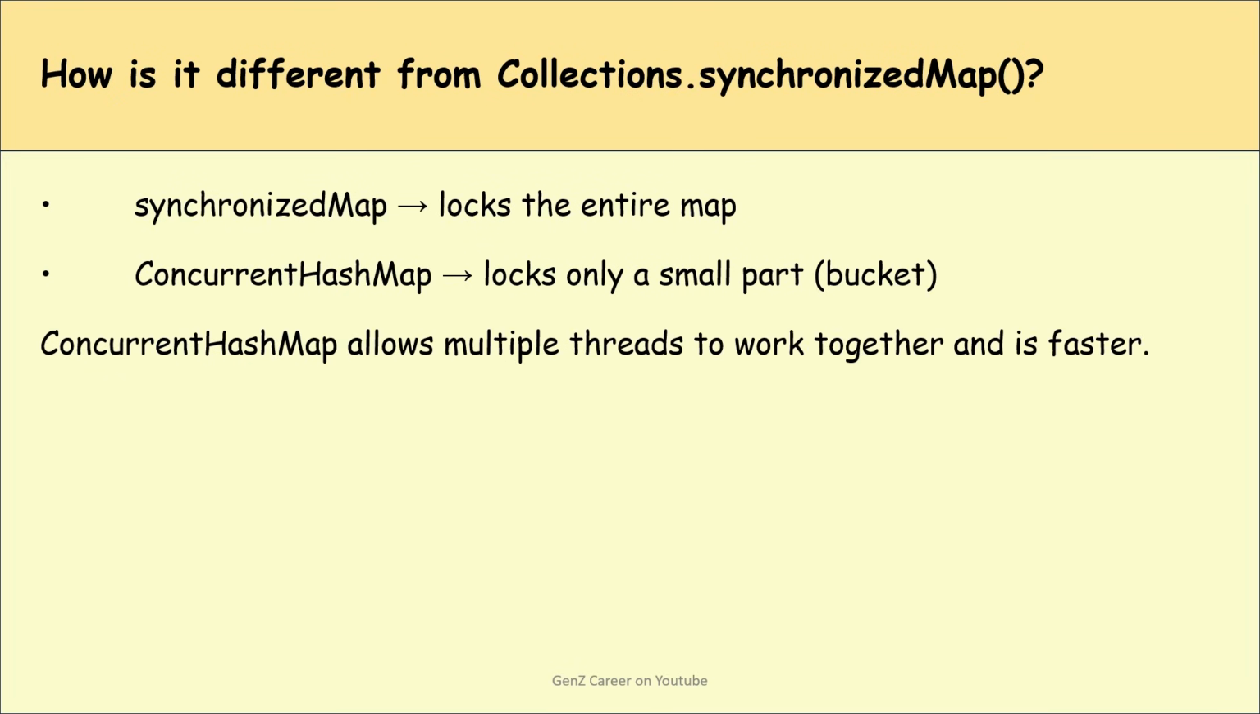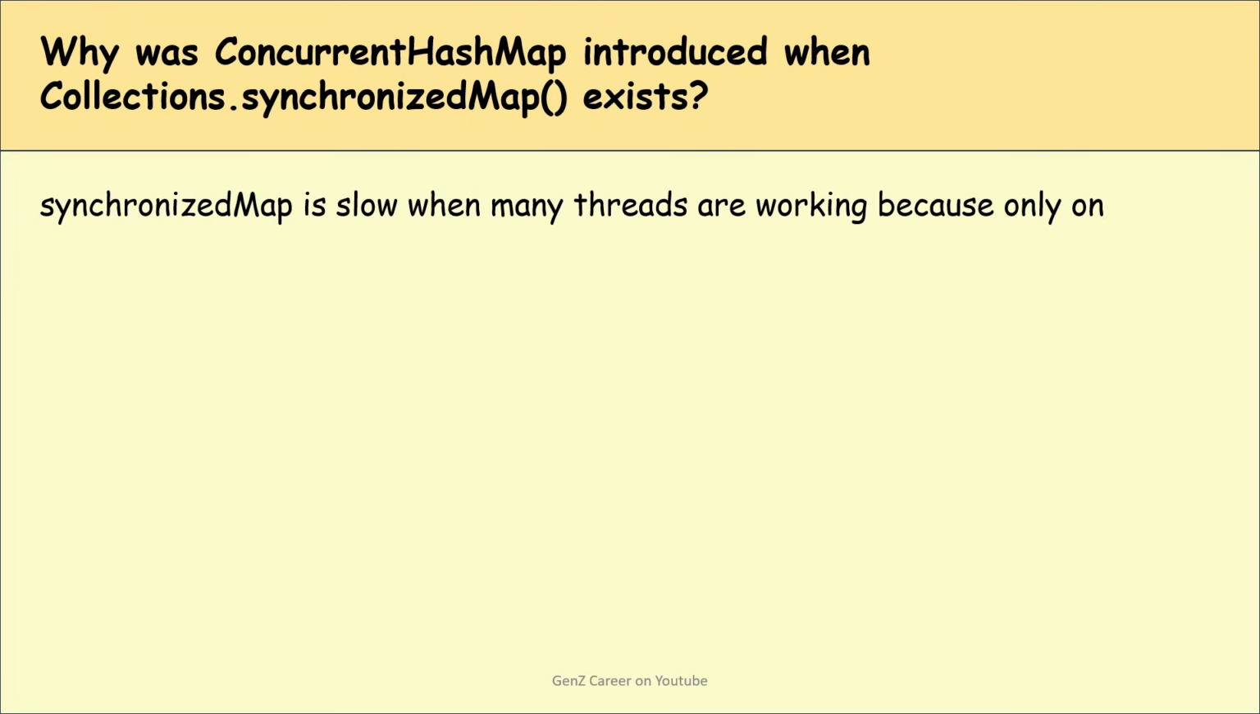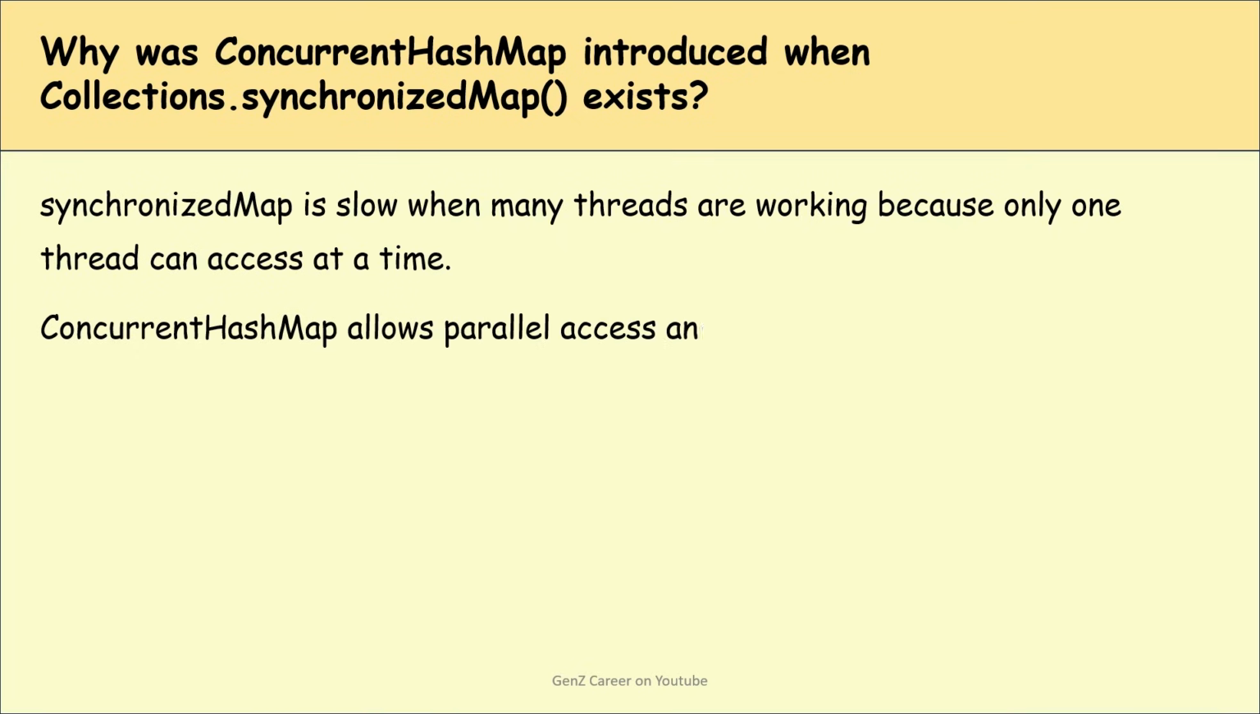Next question is, why was ConcurrentHashMap introduced when Collections.synchronizedMap exists? Synchronized map is slow when many threads are working because only one thread can access it at a time, whereas ConcurrentHashMap allows parallel access and better performance.